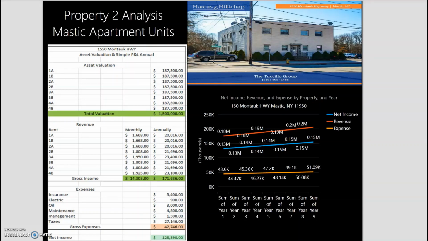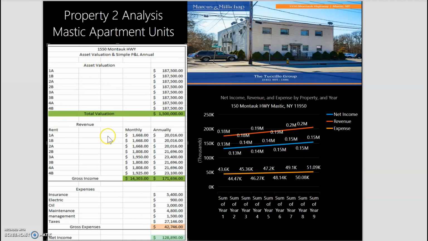Alright, so property option 2 includes Mastic apartment units. That is obviously located in Mastic, New York, Suffolk County. And there are 8 units, and I obviously had to, like I said in the other property analysis, allocate the assets accordingly. So I just simply took the $1,500,000 asking price and asset valuation divided by 8.